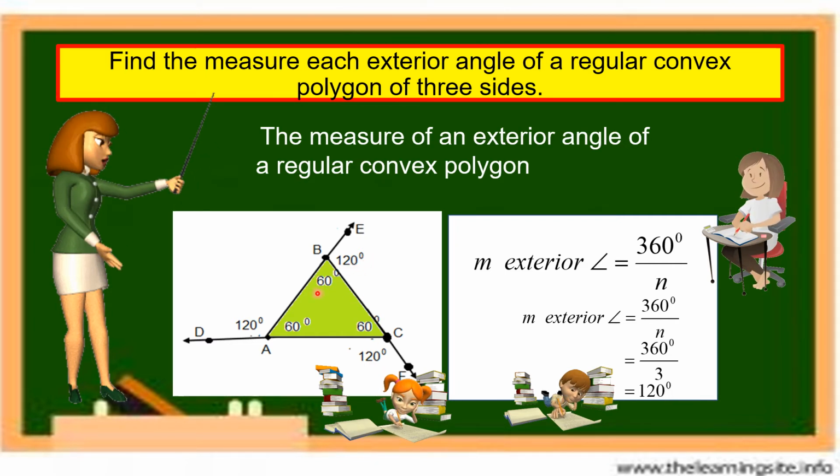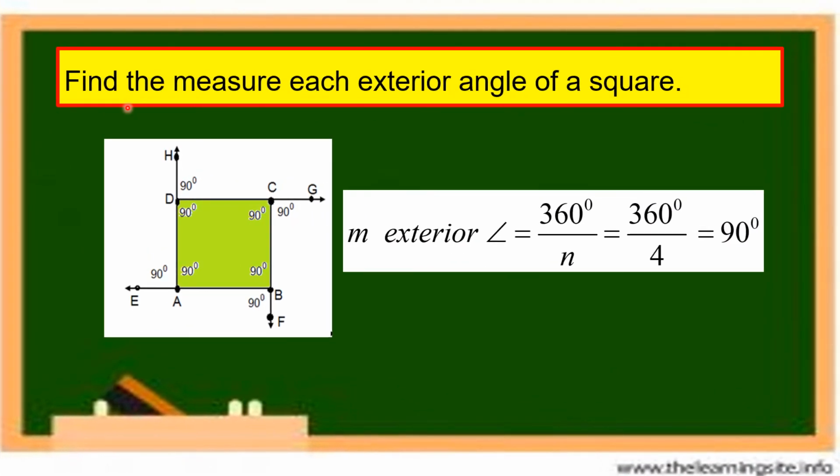Do not forget that interior plus exterior equals 180. If the interior is 60, the exterior is 120 degrees. Find the measure of the exterior angle of a square. The interior angle of a square is 90, so the exterior angle is also 90. We can use the formula 360 degrees divided by N. N is 4, 360 divided by 4, and that is 90 degrees.